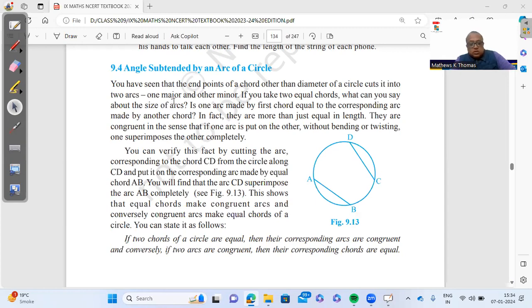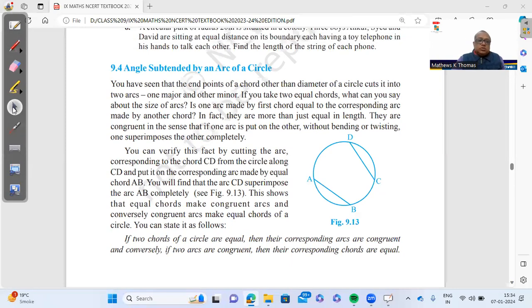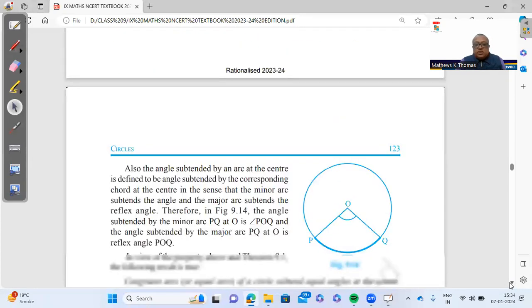We come to the third exercise of circles. In this, a very important theorem comes: angle subtended by an arc of the circle. Angle subtended by an arc at the center of a circle is double the angle on the remaining part of the circle, right? So this is the next and the last exercise, 9.3.